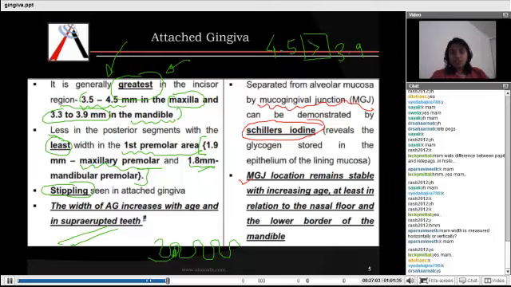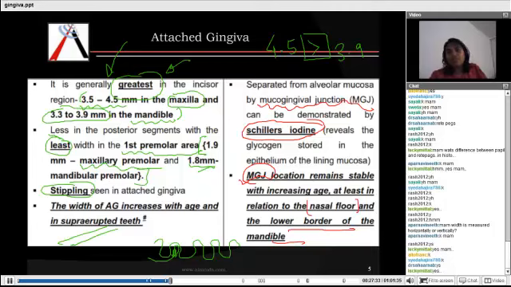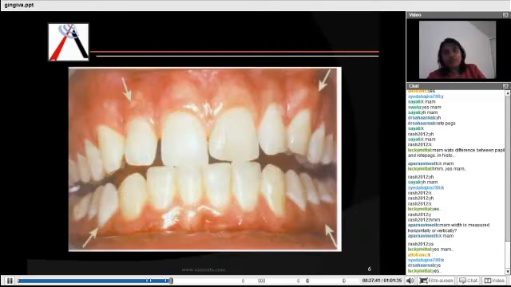Now mucogingival junction is stable with increasing age, at least in relation to the nasal floor and the lower border of the mandible. Whenever we say this particular thing is stable, how do we say it is stable? When we take some other landmark, and in relation to that landmark this thing is not moving, then we say it's stable, right? Because stability is a relative term. We find the earth stationary because we don't feel it, because we are moving with it. Anyways, hopefully you get that point.